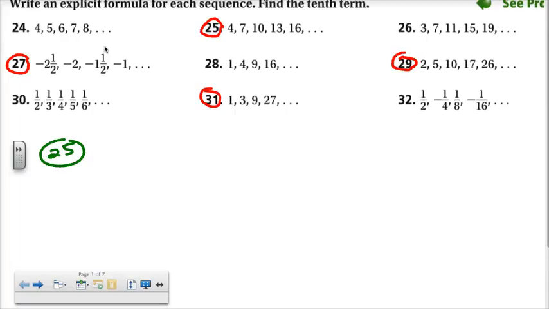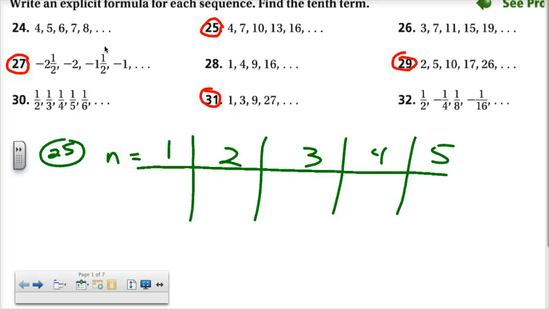So in number 25, what I want to do is make my chart. Take a look and see if there's anything that just pops out as I go through this. Now, what we have to do is remember that these are explicit formulas, which means we don't take a look at the previous terms. What we need to do is think, how could I use n to generate this number? So you need to have a relationship directly between 1 and 4, 2 and 7, 3 and 10, 4 and 13, 5 and 16.